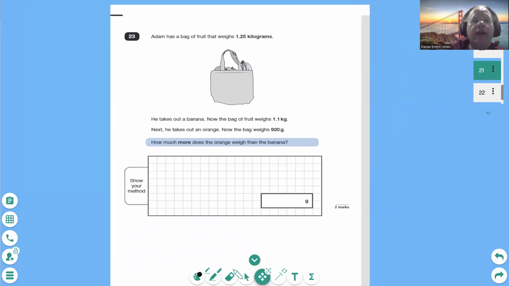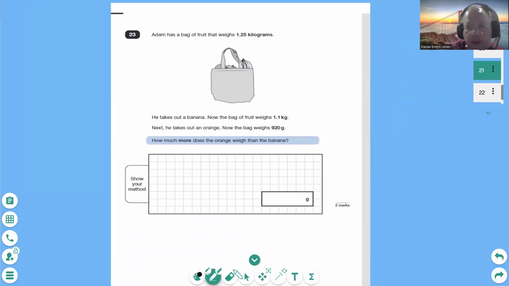Okay, Adam has a bag of fruit that weighs 1.25 kilograms. He takes out a banana. Now the bag of fruit weighs 1.1 kilogram. Now I'm already thinking in my little noodle how much a banana weighs. Next, he takes out an orange. Now the bag weighs 920 grams. How much does the orange weigh? How much more does the orange weigh than the banana?